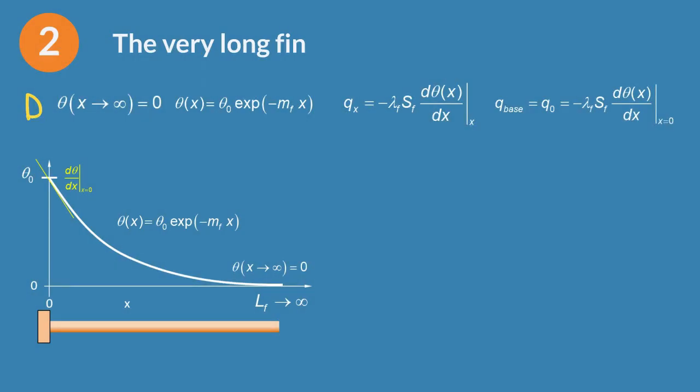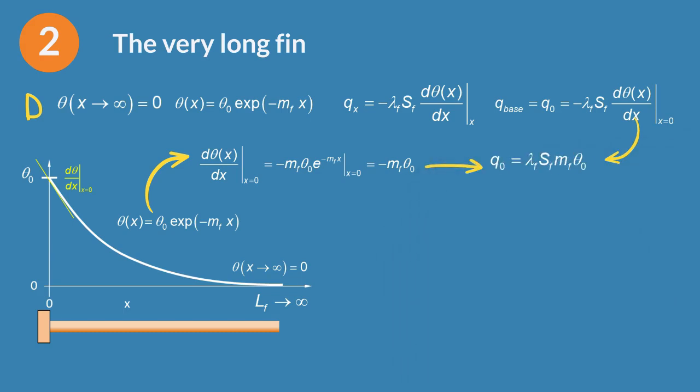Let's use this very simple mathematical model to learn how to obtain the heat transfer rate of the fin. First, we find the derivative of theta and its value at x equal to 0. Then, we apply Fourier's law. Substituting m_f by its expression, we obtain the expression of the heat transfer at the base for a very long fin. Notice that although the fin can be theoretically infinite, the heat transfer rate is finite.